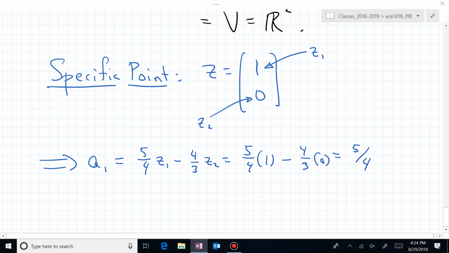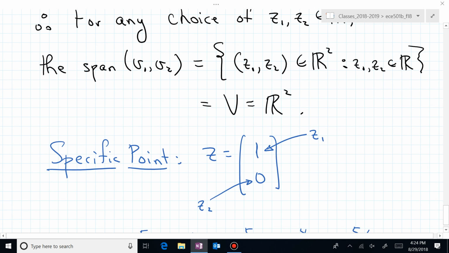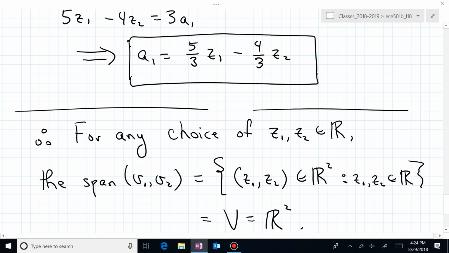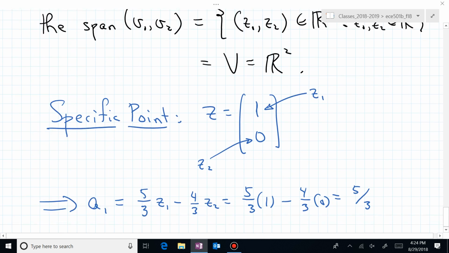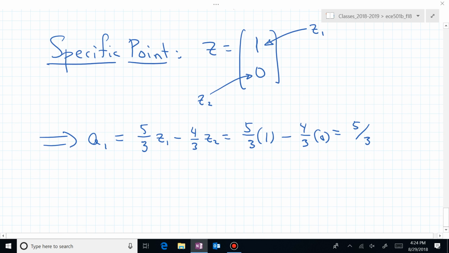Whoops, where'd that 4 come from? Somewhere in outer space, maybe. But I think it was 5/3 z1 minus 4/3 z2. So now a1, I just am scaling v1 by 1 2/3.